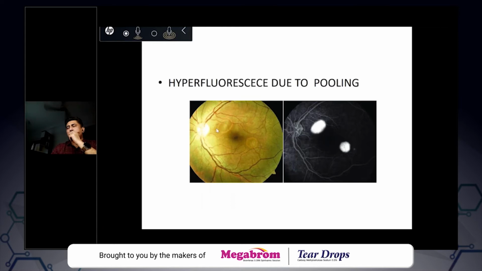Look at this. These are pigment epithelial detachments. So you can see the hyperfluorescence is there inside this pigment epithelial detachment. And as the angiogram proceeds, only the intensity increases and its size does not increase. Okay, so that is pooling of the dye. Pooling means the dye getting collected inside anatomical spaces. Its size cannot increase.